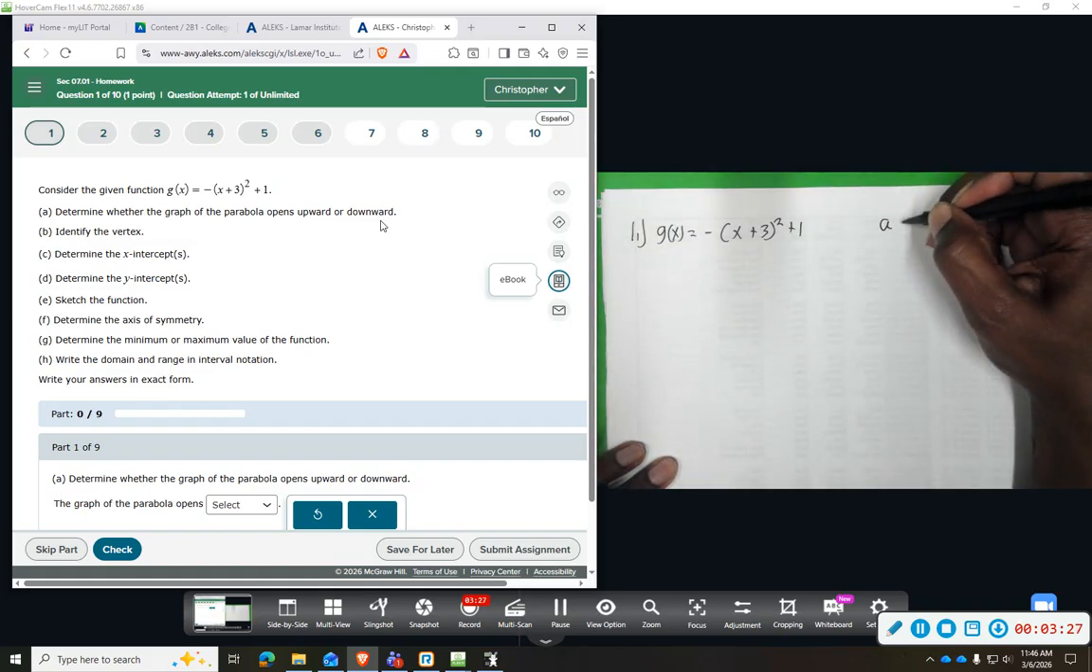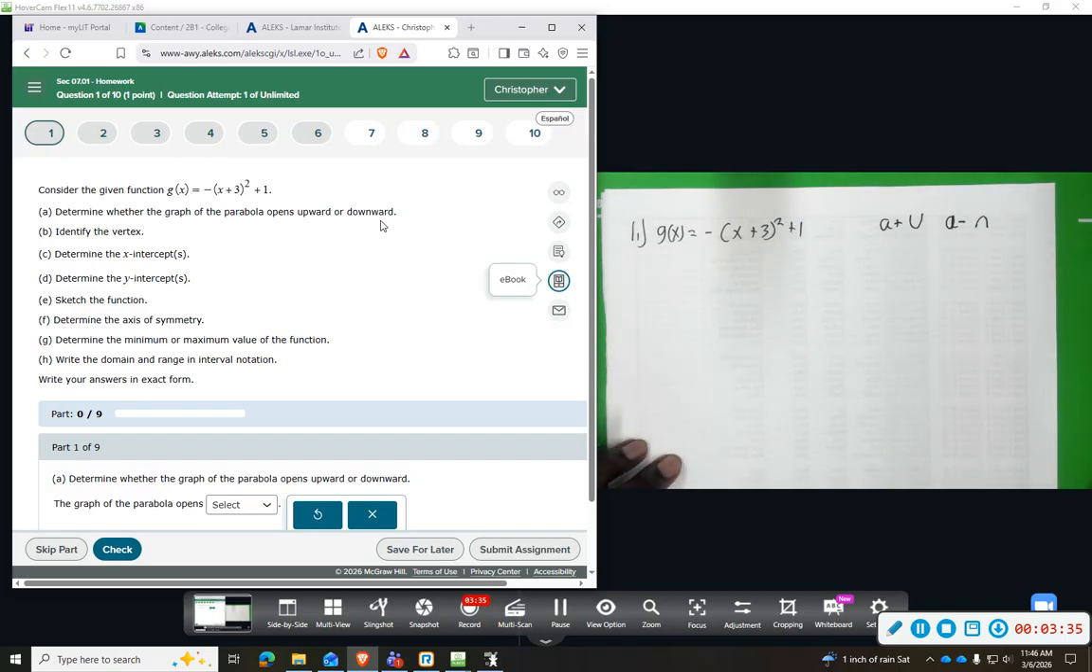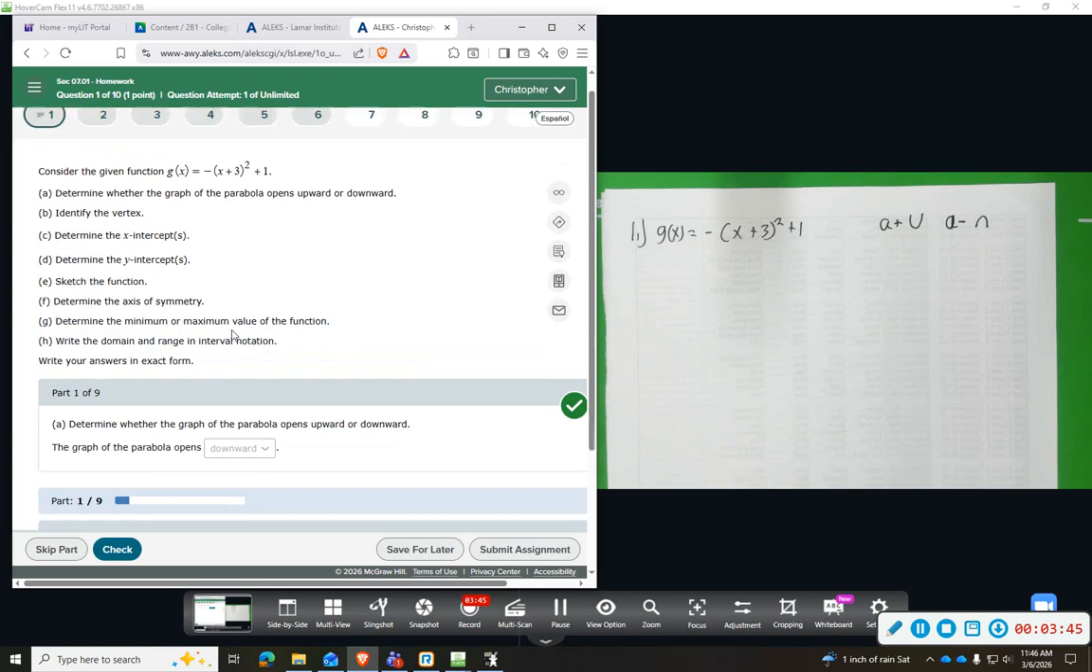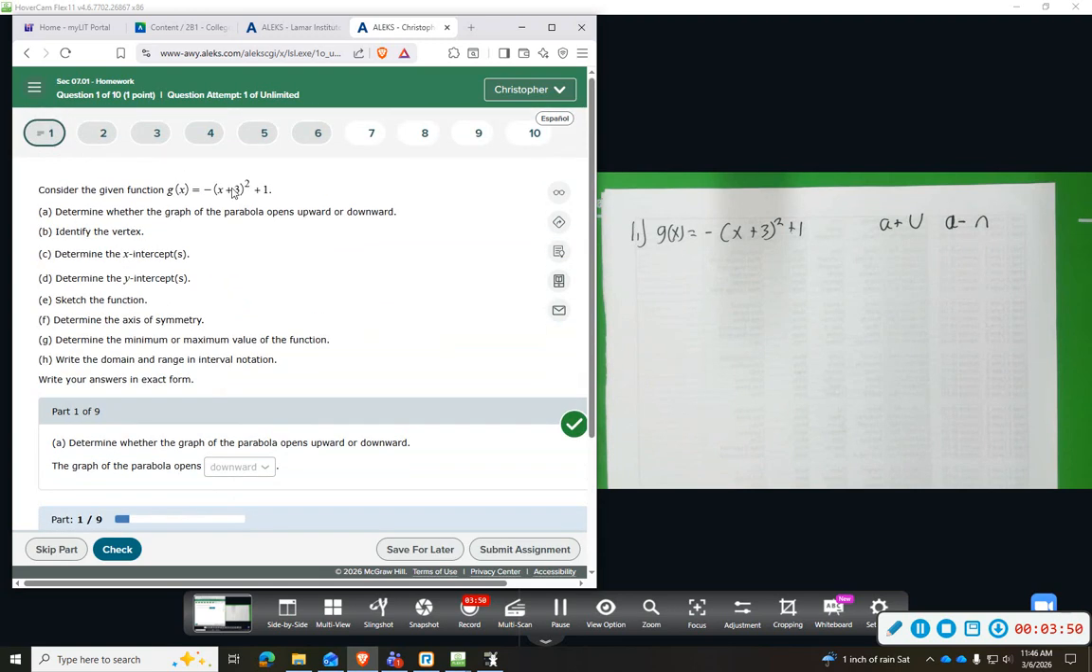If a is positive, it goes up. If a is negative, it opens down. So we can see that we got a negative out front. So I know that this graph is going to open downward. It says identify the vertex. So the vertex is this minimum point.